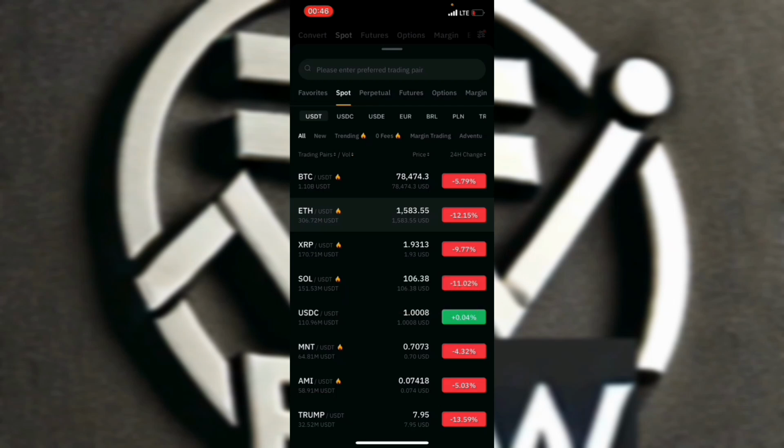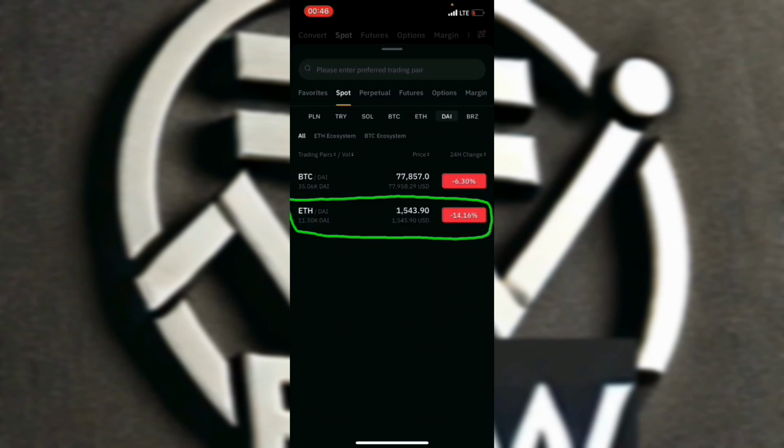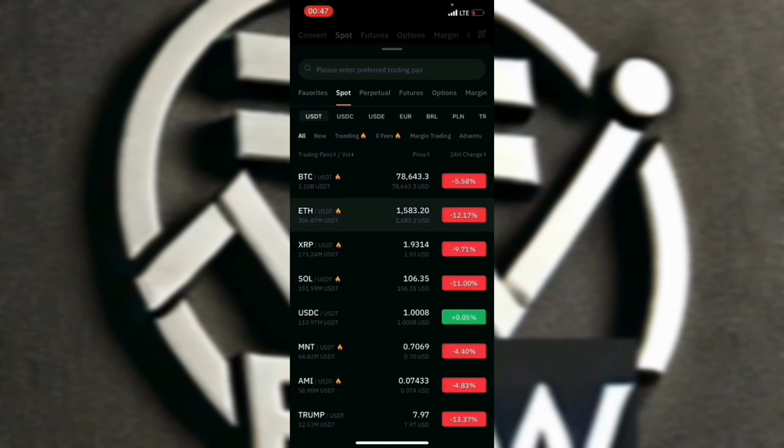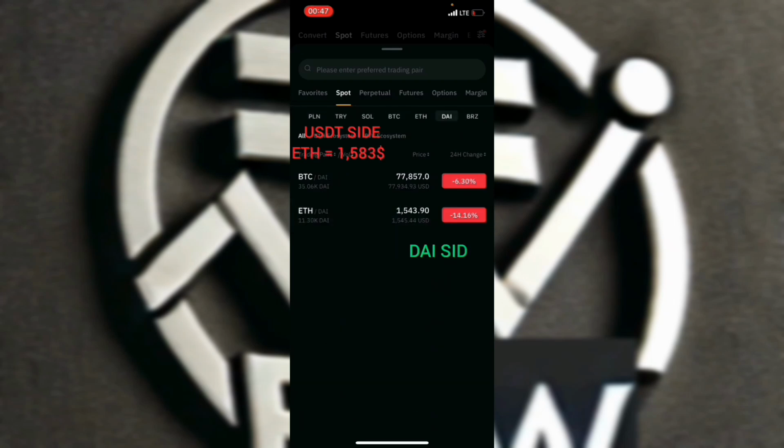I want you to take note of the price of it under the USDT side under spot. So as you can see, the price of Ethereum to USDT under the spot side is $1,583. But if you come over here under the same spot side, but go to DAI, you can see that the price of Ethereum to DAI is $1,543. So as you guys can see, there is a wide gap between their prices. The Ethereum under the DAI side is cheaper than the Ethereum under the USDT side. Under the USDT side it is 1,583 and under the DAI side it is 1,543.